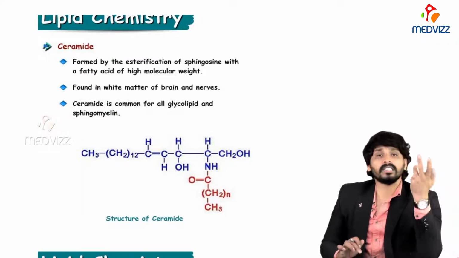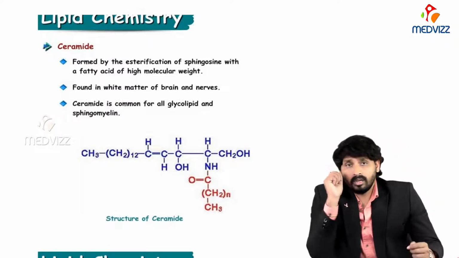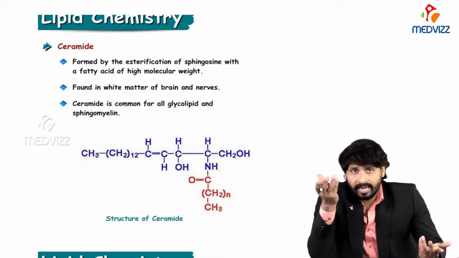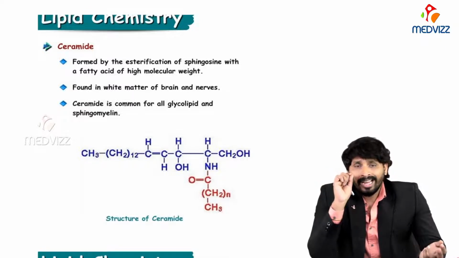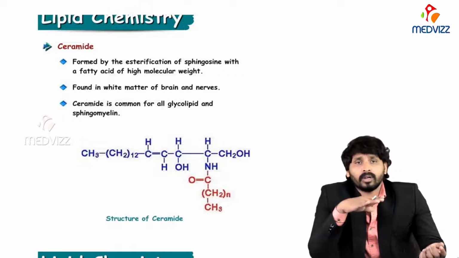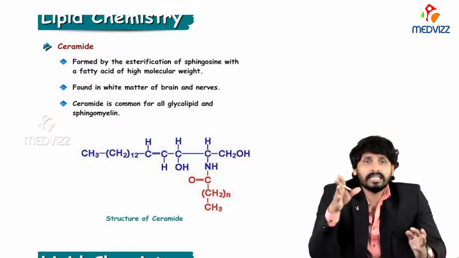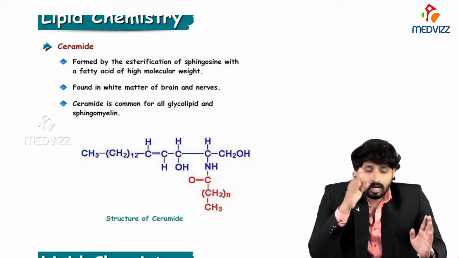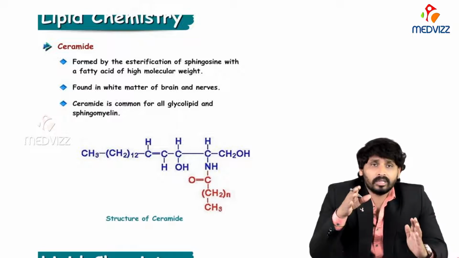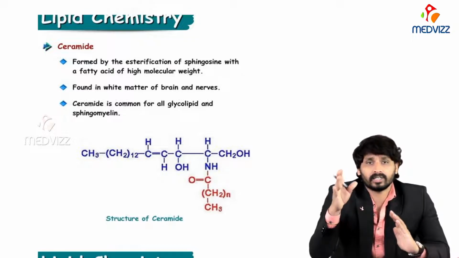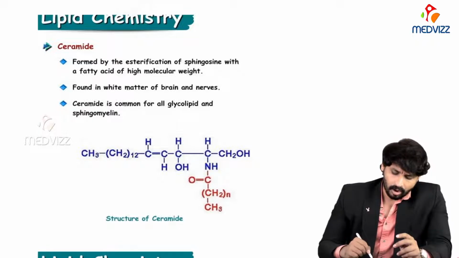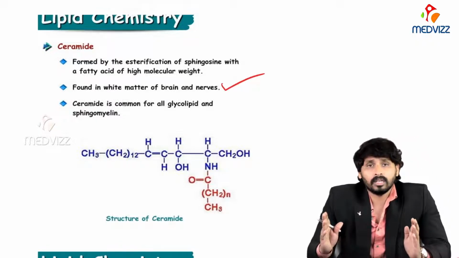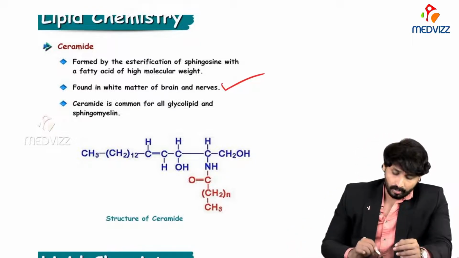Ceramide. So what is a ceramide? It is the esterification of sphingosine with a high molecular weight fatty acid. That means when a high molecular weight alcohol, sphingosine, is used in place of glycerol, it is esterified with a high molecular weight fatty acid by ester linkage, and these ceramides are found in brain and nerves.